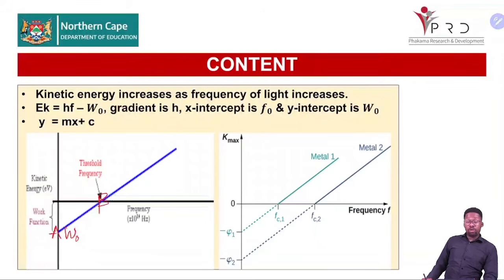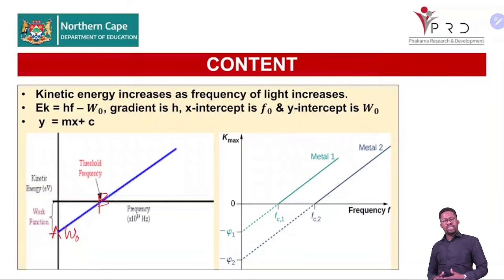And then they can also ask you, what does the gradient here represent? Then you'll tell us what the gradient represents. We can have a comparison of two metals here, metal 1 and metal 2. Maybe a question that I might ask is, which one will need more frequency to eject electrons from a metal surface? And your answer here, it will be metal 2, because metal 2 will have a higher threshold frequency as compared to metal 1.